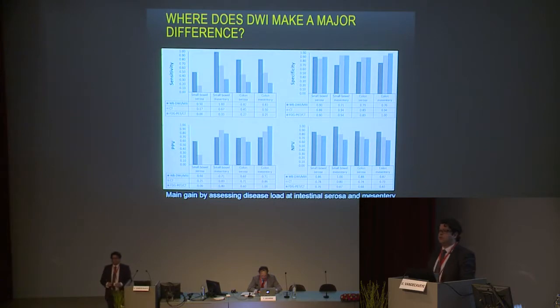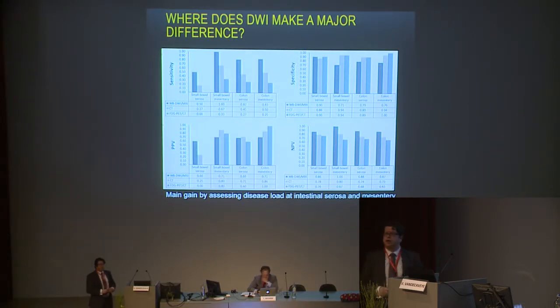And where does diffusion MRI make a major difference? Well, it's on the small bowel serosa and colon serosa and mesenteric disease. It is a very good technique to detect metastatic disease on the small bowel and on the colon. And of course, when you would have the possibility of multi-segment intestinal resections, these are patients that are difficult to get a primary debulking surgery.